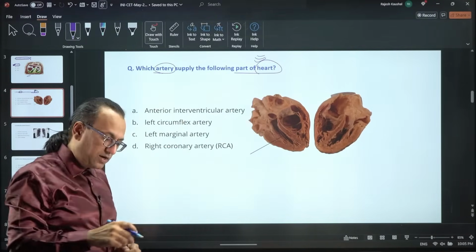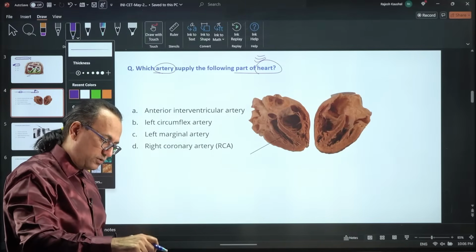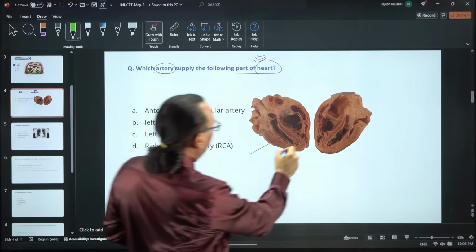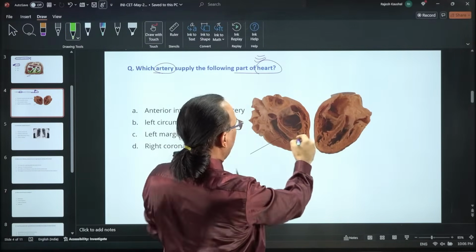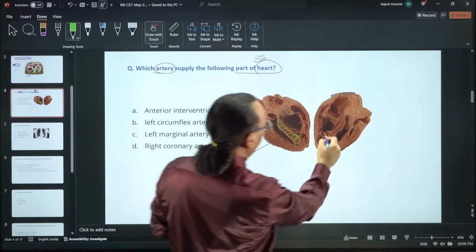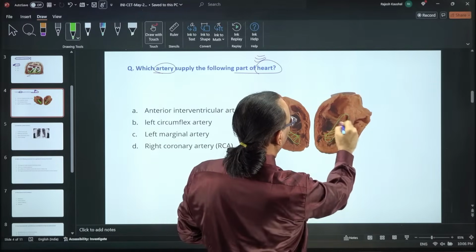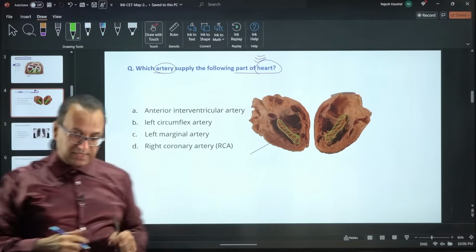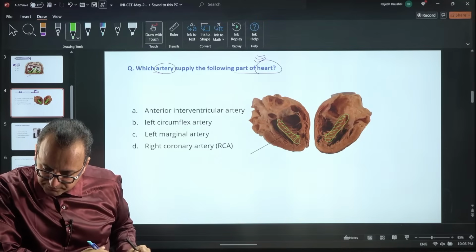So which part of the heart are they marking? As you see, it is the cut section of the heart, and mostly I think the interventricular septum. That is what they are asking, interventricular septum. So is that the same question?